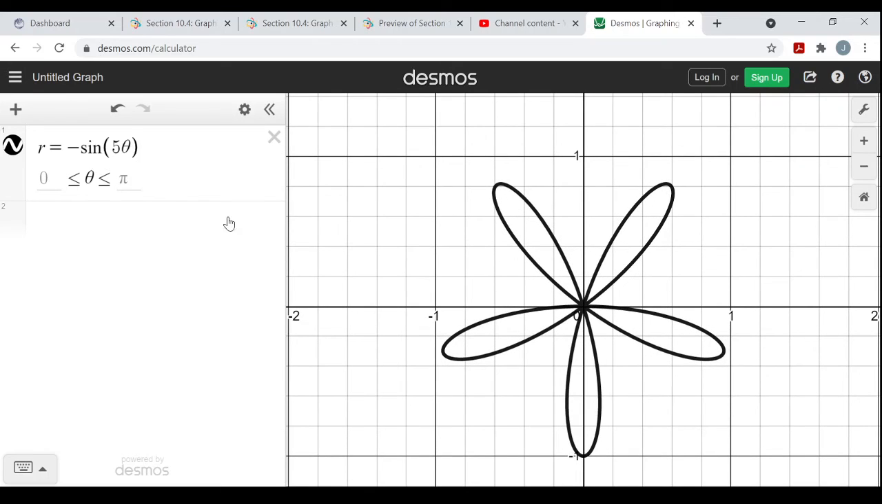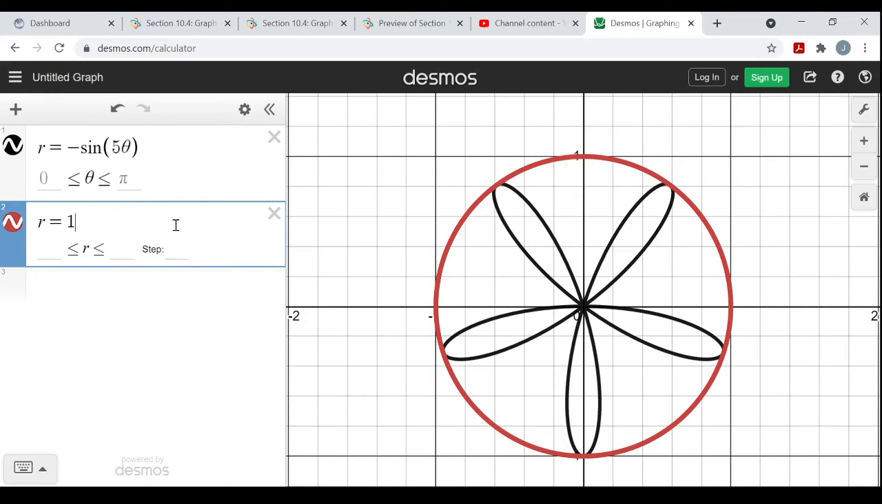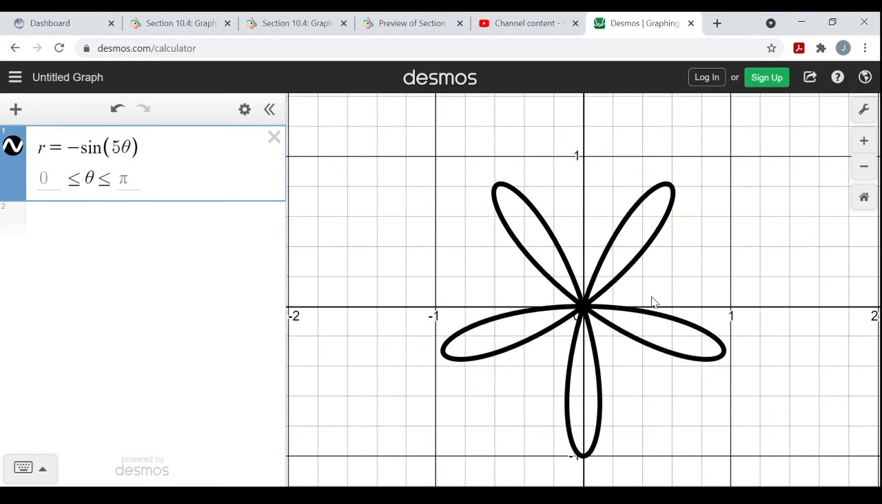Remember, this is exactly the same picture I drew, just with more colors. And remember, I told you that the largest value of r was 1. Here's r equals 1, the circle with a radius of 1. See how none of the points on that rose curve go outside that circle. The farthest any point is from the origin is 1 unit. Okay, so let me get rid of that. But that is exactly the graph.